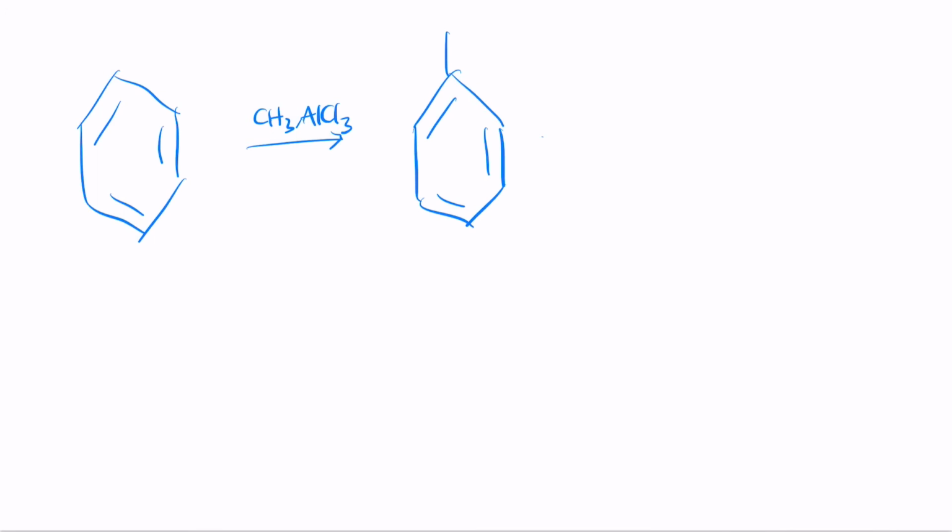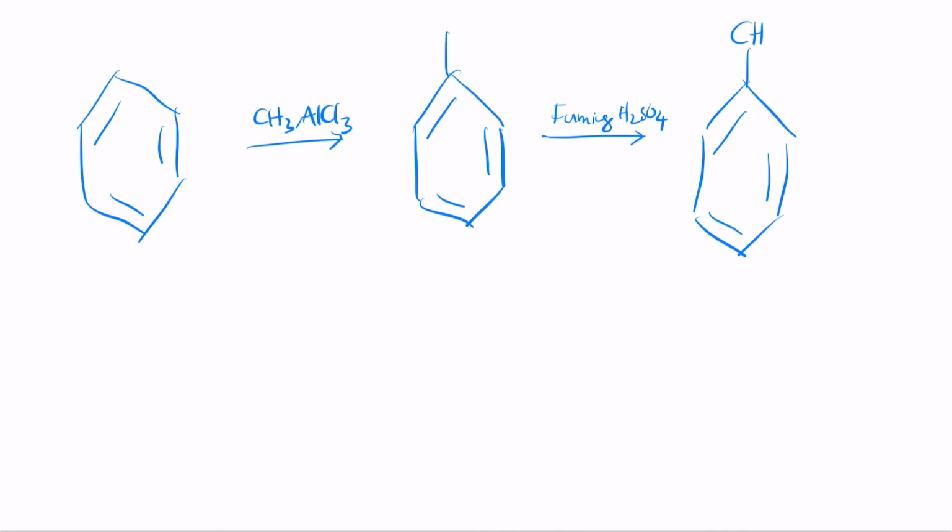With this structure, now next we want to block the para position because you don't want the structure to go to the para position. So what we do now is we use fuming H2SO4. So what will that do now? It blocks the para position. It creates SO3H.